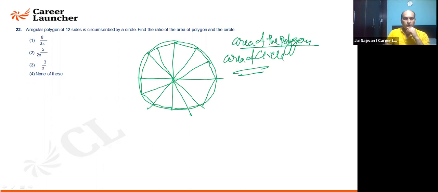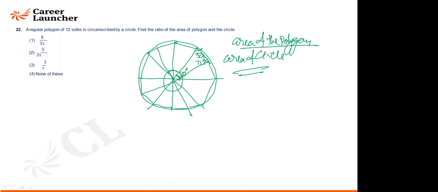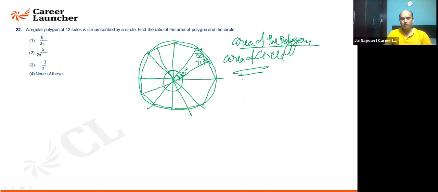So the regular polygon of 12 sides is circumscribed by a circle. The 12 sides are given here, and that is circumscribed by the circle. Can I say 360 degrees is the total angle subtended here? It is divided by 12, so every angle is 30 degrees. So I'll say this is 75 degrees, this is 75 degrees. Is it clear? Now find out the area of this polygon. Come on, at least you'll be doing this much.